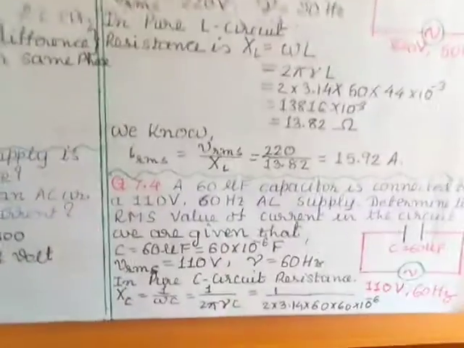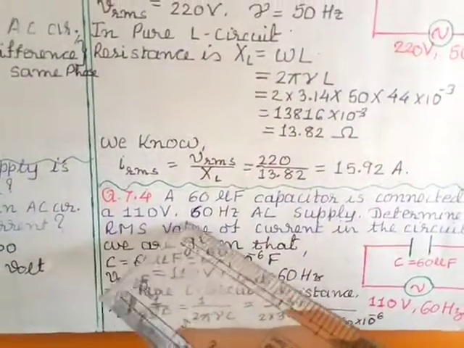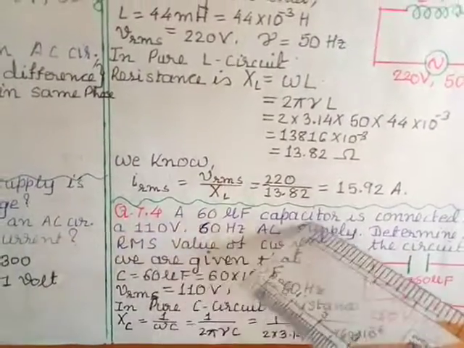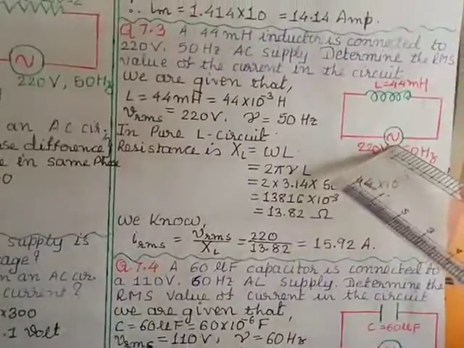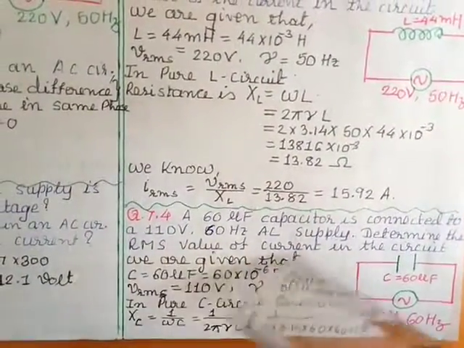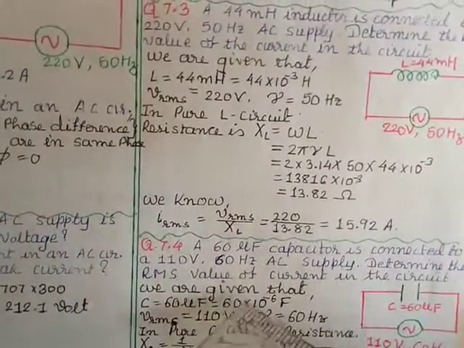Question number 7.4. A 60 microfarad capacitor is connected to a 110 volt 60 Hz AC supply. Here a capacitor is connected, in the previous one it was an inductor, so this is a pure capacitive circuit. Determine the RMS value of current in the circuit. Similar way, but here the resistance will be offered by the capacitor.